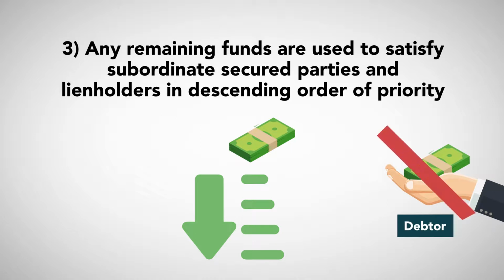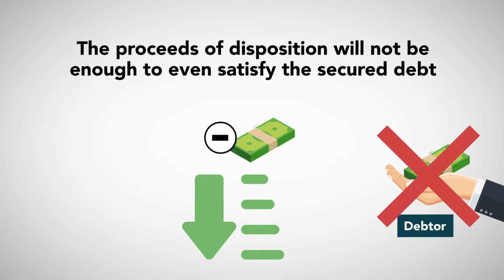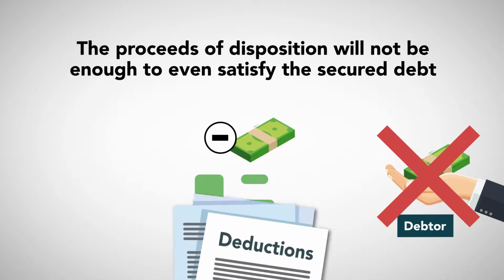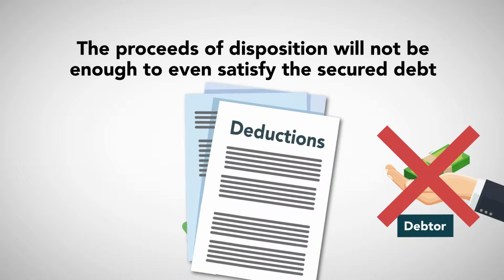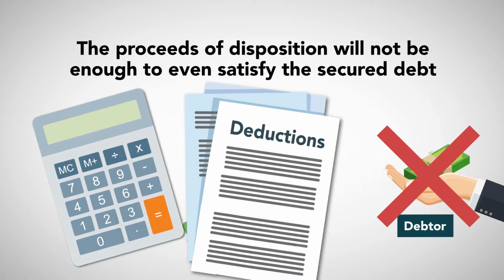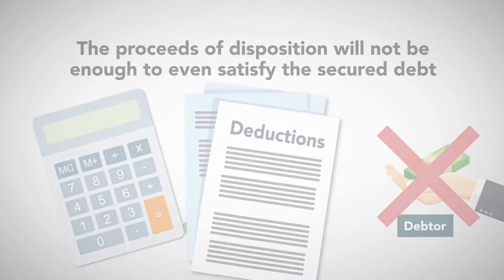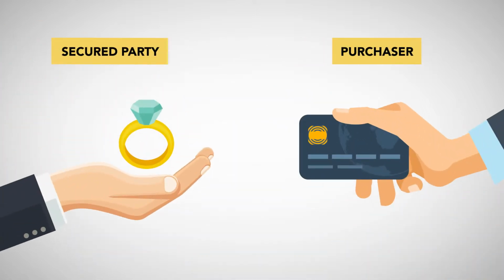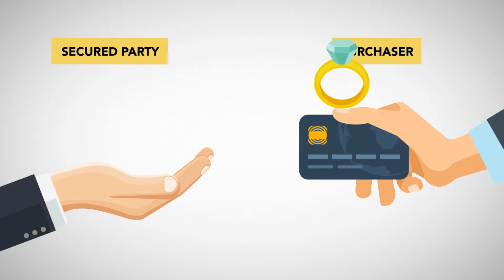This does not happen very often. More likely, there will be a deficiency and the proceeds of disposition will not be enough to even satisfy the secured debt. The secured party memorializes this accounting in a written explanation that illustrates how the surplus or deficiency was calculated.